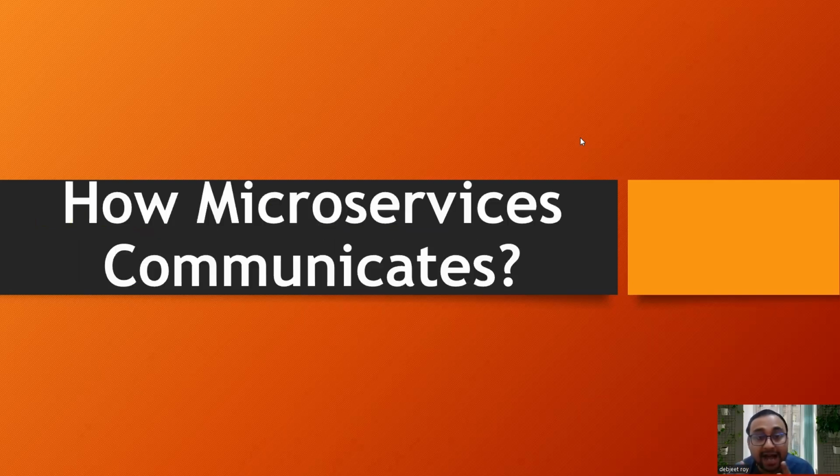Then the question was how microservices communicate with each other. It's a very common question, right? How are microservices communicating with each other? Basically there are two ways. The first way is synchronous communication, and the second way is asynchronous communication.